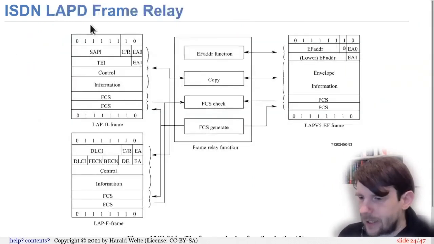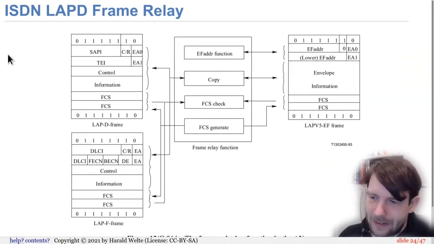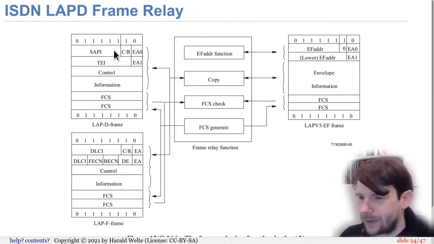So if we look at this frame relay in a bit more detail, what happens is that we have LAPD frames coming from this arriving. So this is all implemented inside the access network here. On the left-hand side, we again have subscriber ports. So let's say there is a layer 2 message from the subscriber.